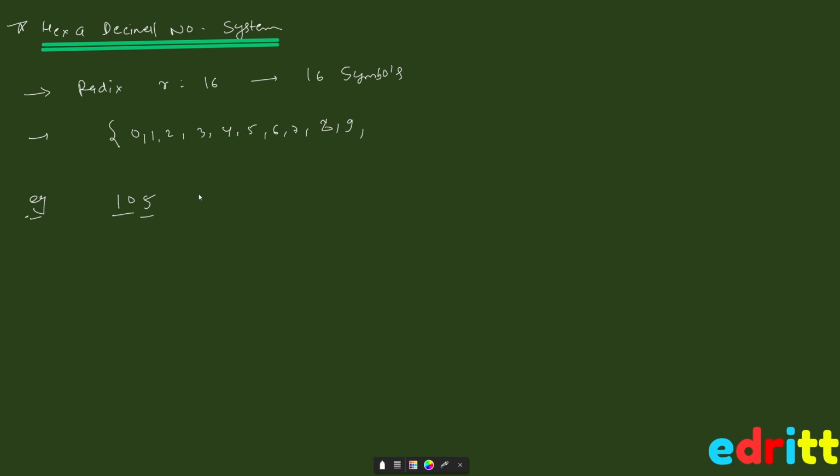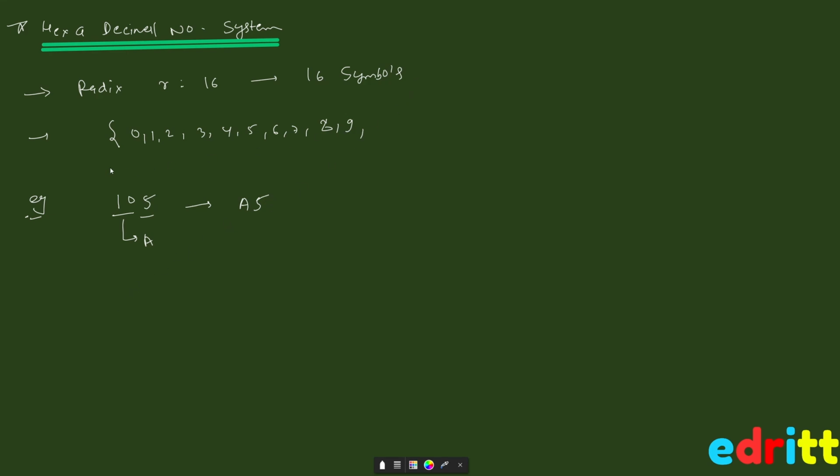This is why instead of representing it through numbers, we'll represent it through alphabetical symbols. So this 10 will be represented as A. Okay, so whenever I want to write 10 as the place value of this digit and 5 as the place value of this digit, I'll write it as A5.